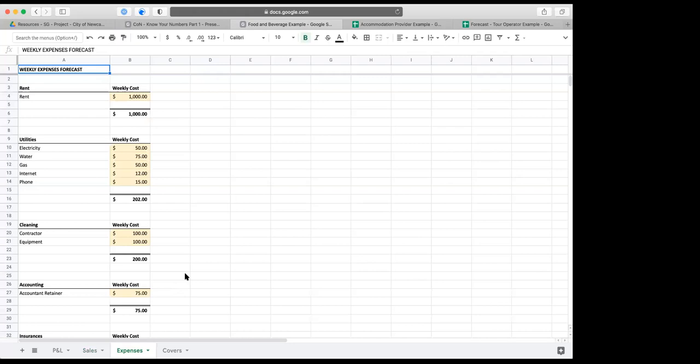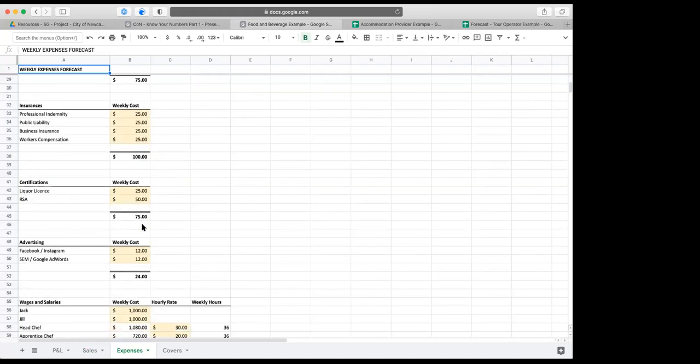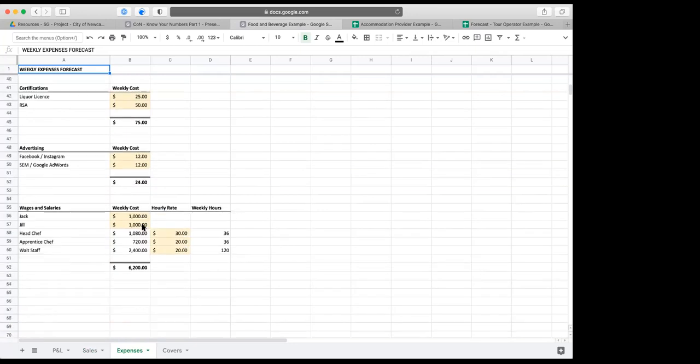Now, many of these will typically be quite straightforward to forecast, for example, the cost of rent, utilities and insurance. These can all be heavily informed by what they have cost in the past. The final category is wages and salaries down the bottom here.